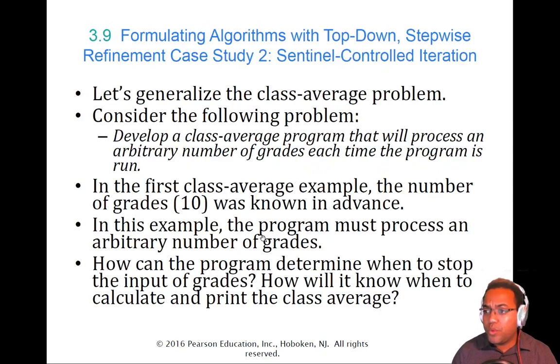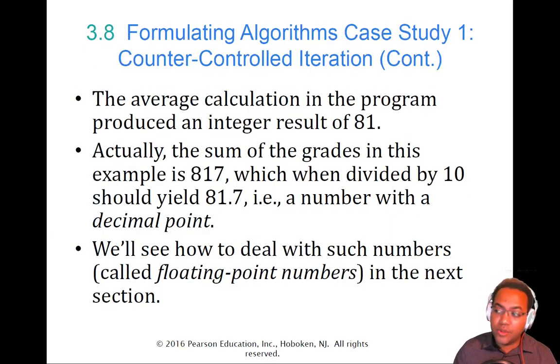So when we format algorithms in the first case study, we find out that the average calculation in the program produced an integer result of 81. Actually, the sum of the grades in this example is 817, which when divided by 10 should yield 81.7. So remember that we were doing a program that calculated grades. It calculated the average of the grades that were entered into the program.